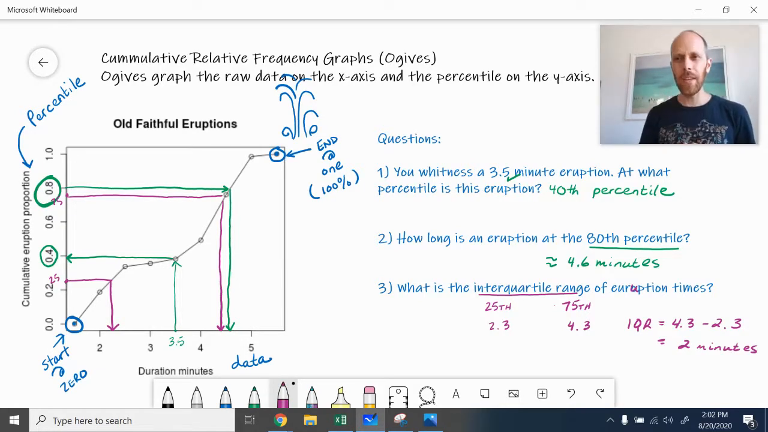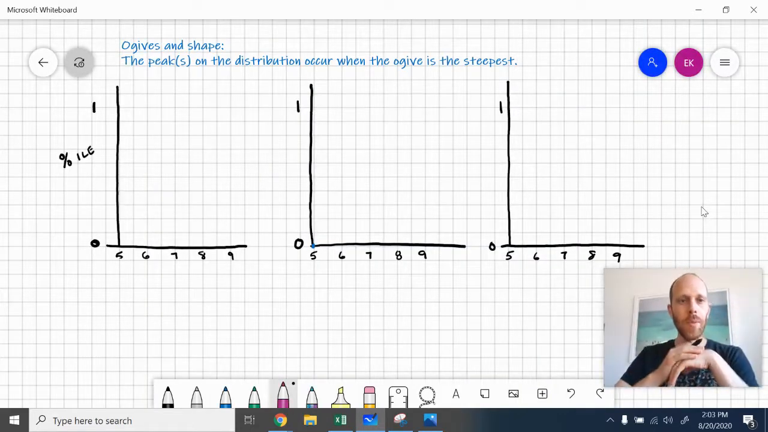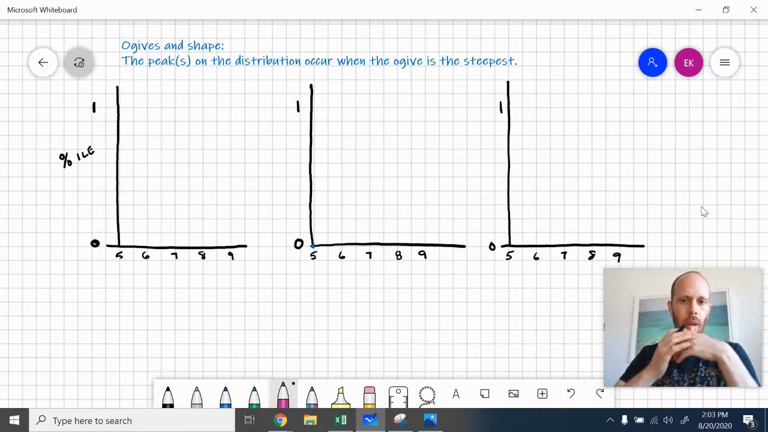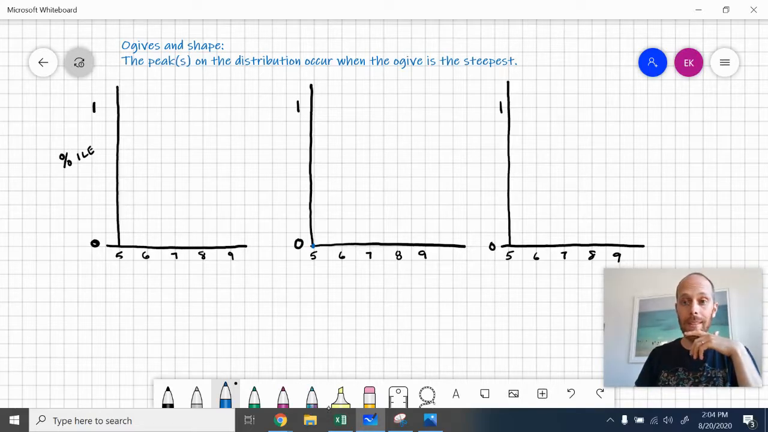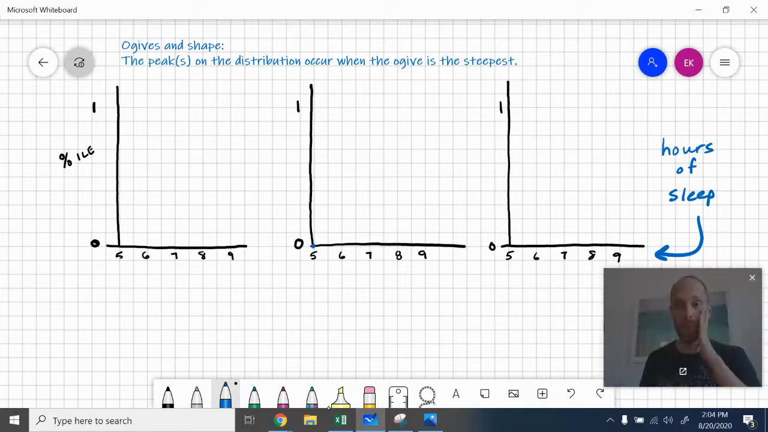All right. So think of that as skill number 1. You should be able to look at and interpret one of these ogives. But there's more. Another thing that you want to be able to do is look at one of these ogives and interpret what the shape of the distribution is and think about what that tells us. Let's imagine that I've gathered some data, and that data represents the hours of sleep that students in this class get each night. Now we're going to look at 3 different possibilities for this graph, so get ready.